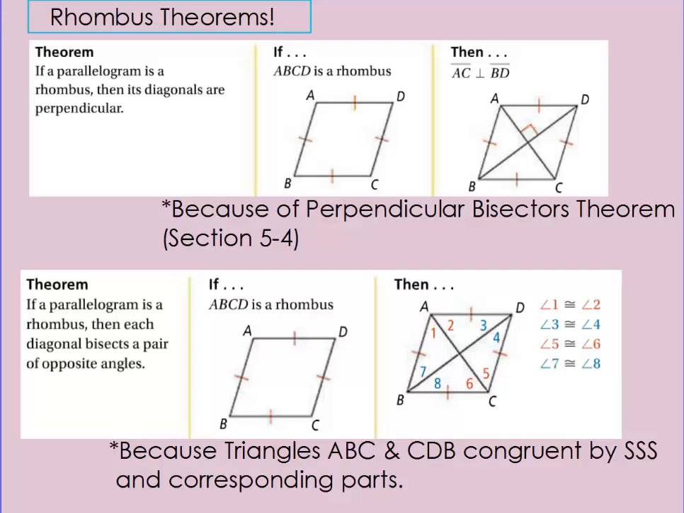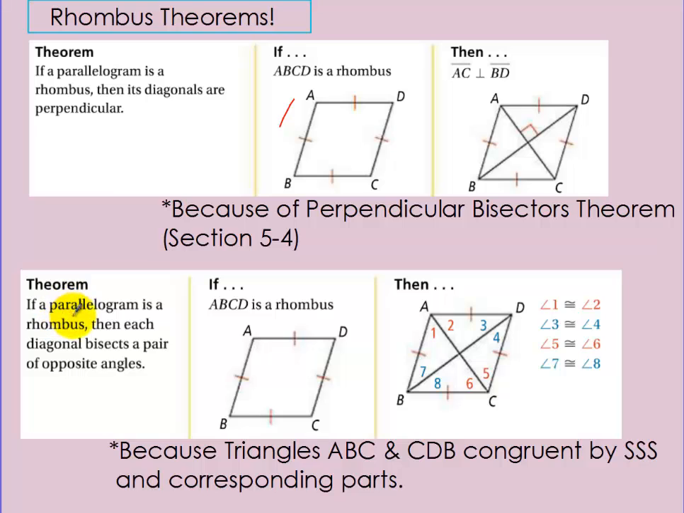So here are some theorems on rhombuses. Theorem number one: if a parallelogram is a rhombus, then its diagonals are perpendicular. So you have a rhombus here, with two diagonal lines AC and BD. Those lines are perpendicular. If you want to learn the proof of that, it's the perpendicular bisectors theorem from section 5.4. Go ahead and review that, and you would get the proof.